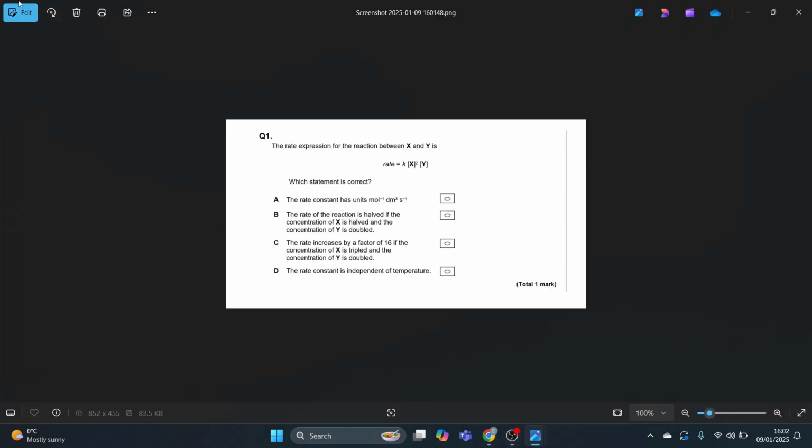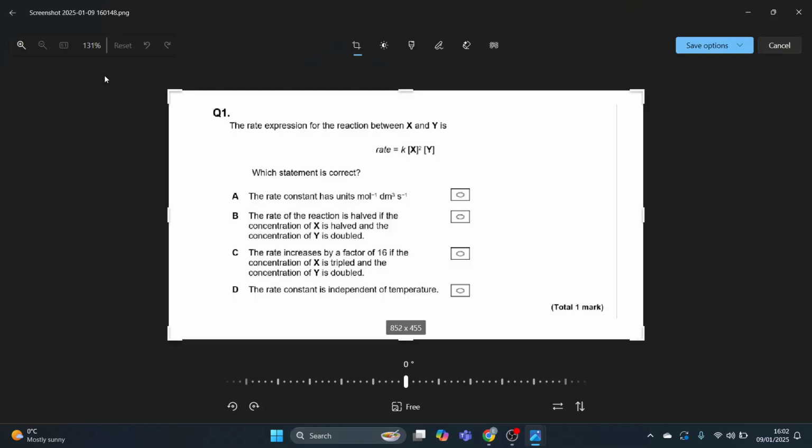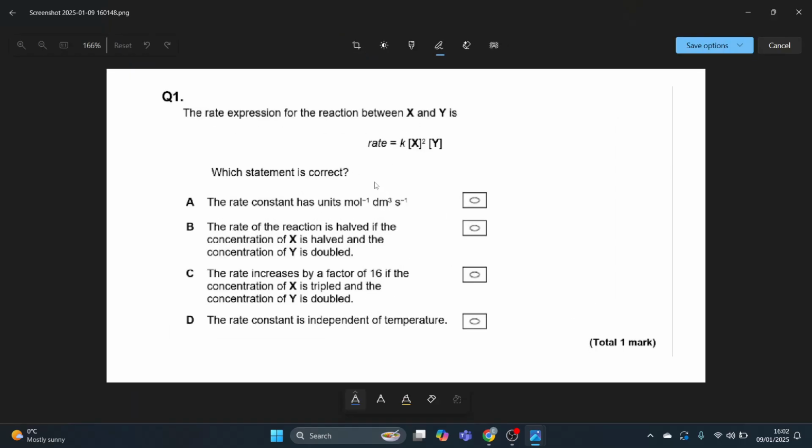Multiple choice questions. Question 1. The rate expression for the reaction between x and y is... So that is the rate equation. Which statement is correct? The rate constant has units mol to the power minus 1 dm cubed s to the power minus 1.